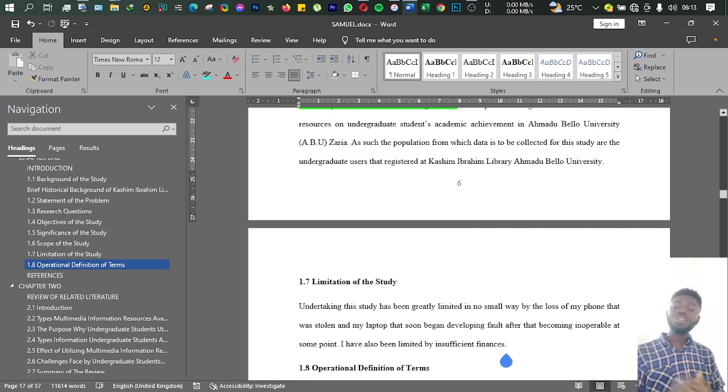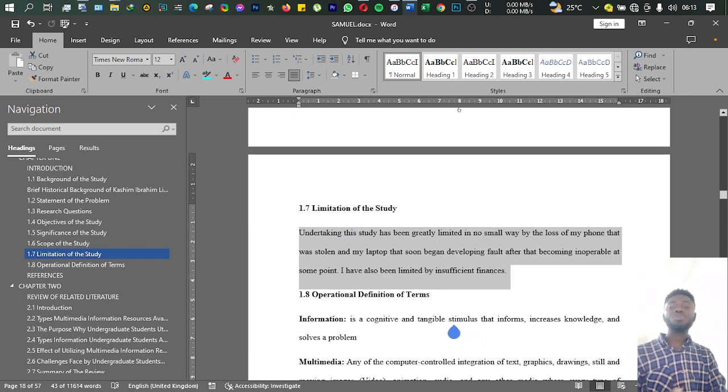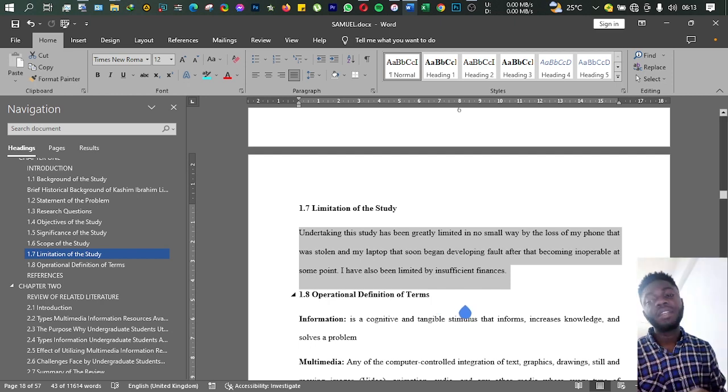Then the limitation of the study. We want to know in what ways your study is limited. For instance, your study might be limited because of time. Your study also might be limited because of finances or some other reason, maybe a health challenge, maybe you are going through a crisis, whatever. So this is the part that will tell us that this study might have been much more elaborate than this, but because of such limitations, I have been limited to what we have now.